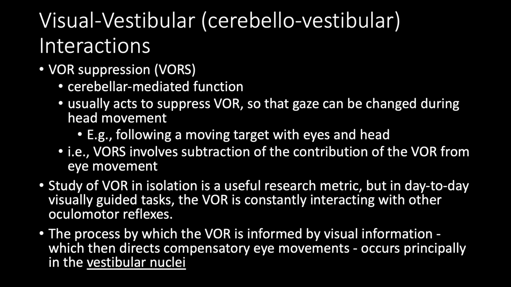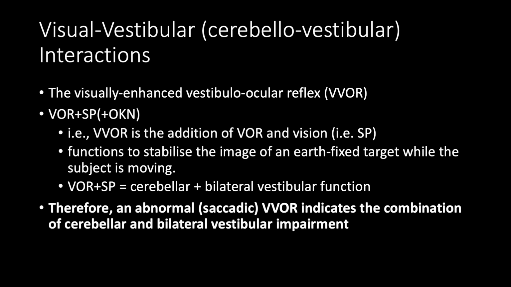The visually enhanced vestibular ocular reflex or VVOR is probably the most important test here, and it is the combination of VOR and smooth pursuit with a lesser contribution of the optokinetic reflex. So VVOR is the addition of VOR and vision. Vision here being principally smooth pursuit, and it functions to stabilize the image of an earth-fixed target while the subject is moving.